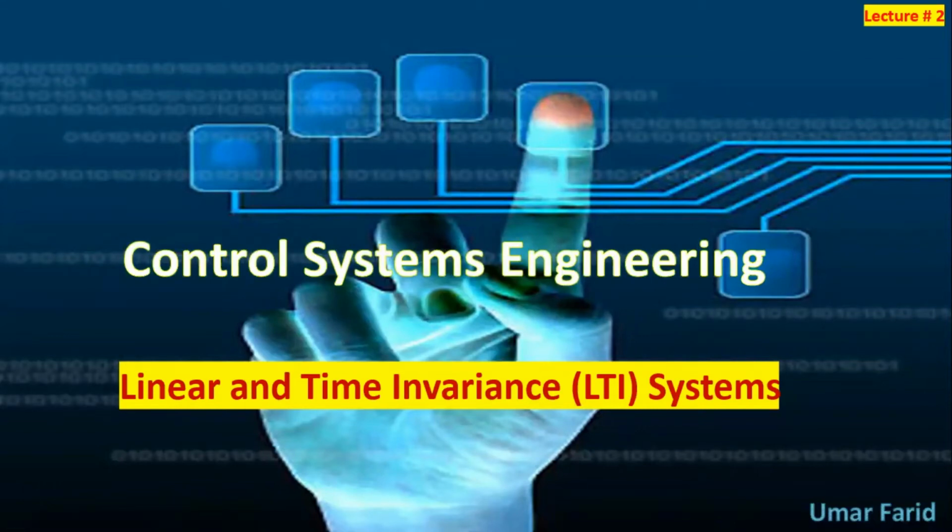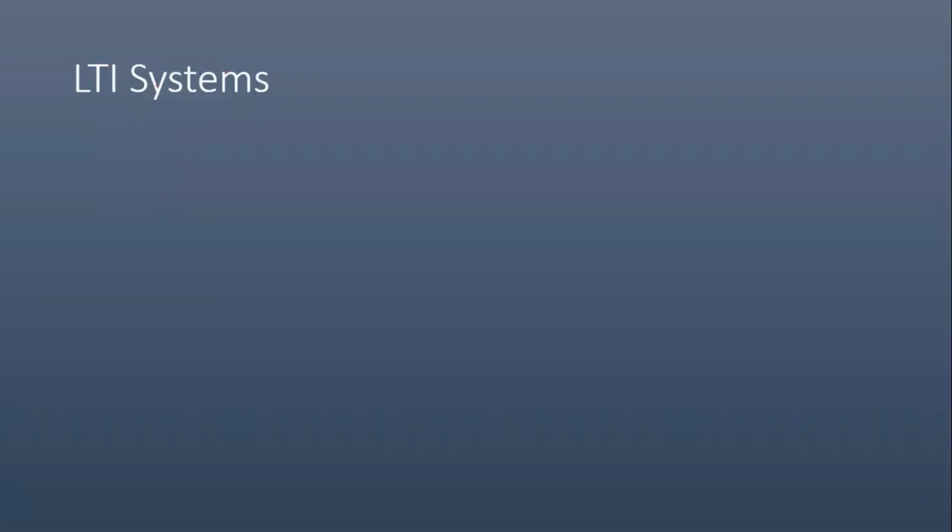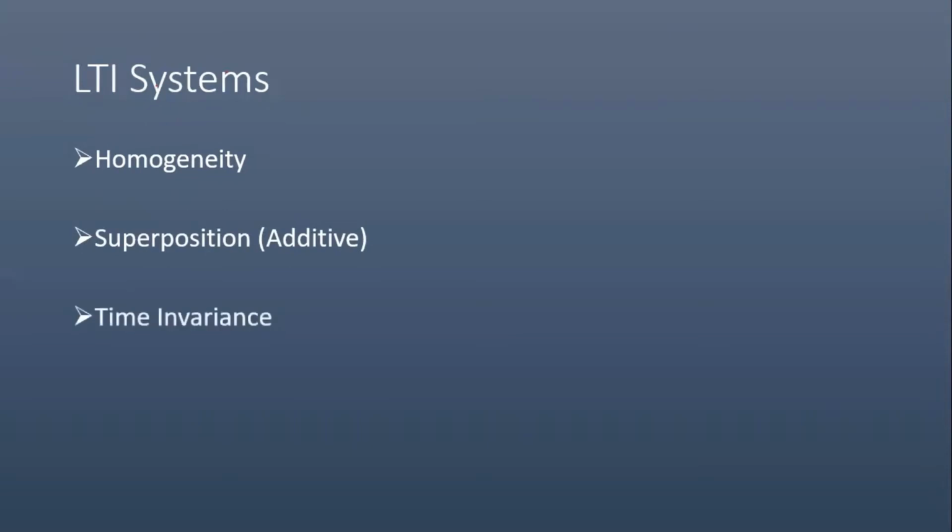In this lecture, I will discuss Linear and Time-Invariant Systems, or LTI. LTI is a title given to a class of systems that respond in a certain way when subjected to an arbitrary input. LTI systems have the following defining properties. Number one, homogeneity. Number two, superposition, which is also referred to as additivity. And the third one is time invariance.